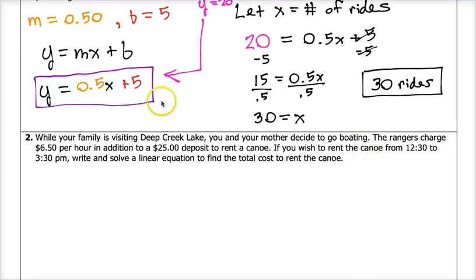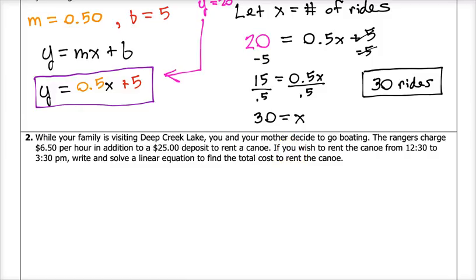Okay, number 2 will have a similar problem. It says, while your family is visiting Deep Creek Lake, you and your mother decide to go boating. The rangers charge $6.50 per hour in addition to a $25 deposit to rent a canoe. If you wish to rent the canoe from 12:30 to 3:30 p.m., write and solve a linear equation to find the total cost to rent the canoe.